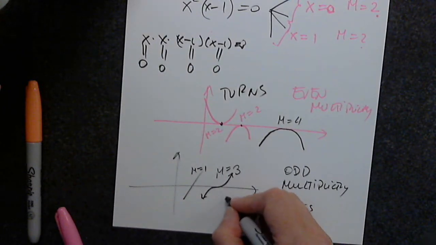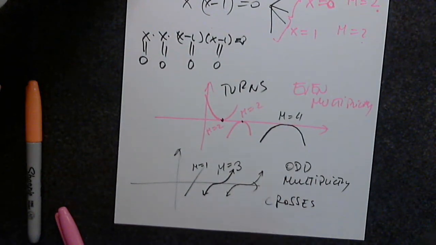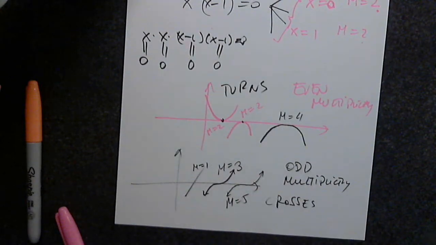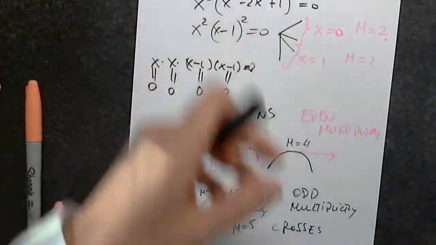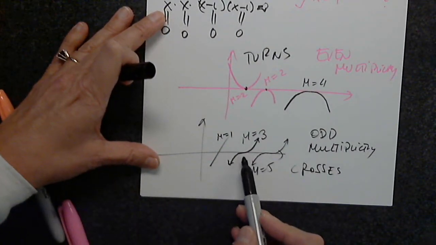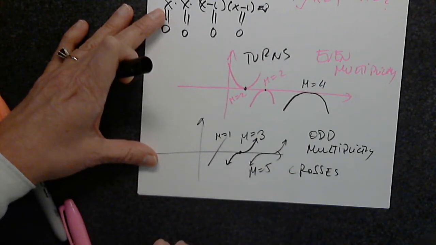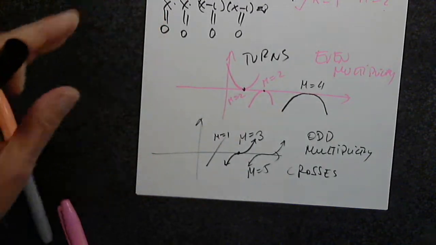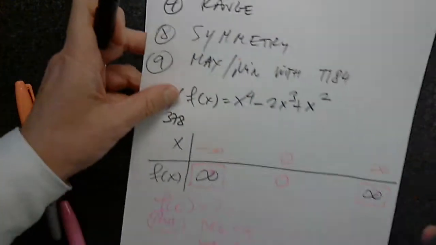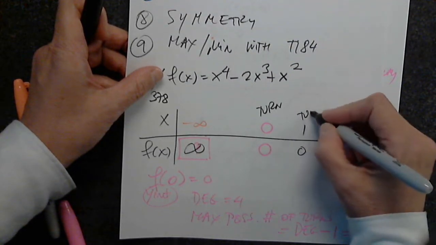And multiplicity 5, it takes even longer. So this is multiplicity 5. So remember when we graphed x cubed, I said do not graph it like this, but graph it like this, because there are 3 solutions at that point. Okay, so then we have 0, turn, and 1 and 0, turn.